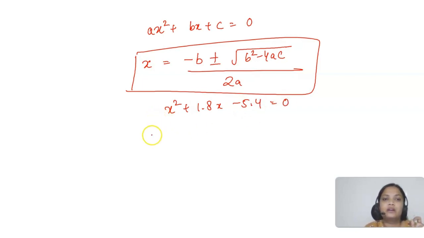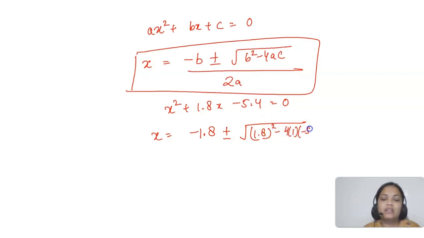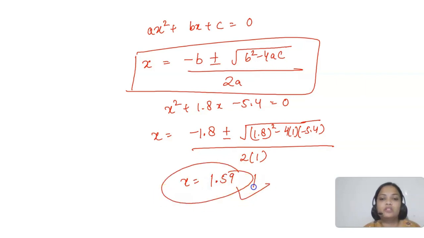So here b is 1.8, and plus minus means two roots will be calculated. 1.8 square minus 4, a is 1, c is minus 5.4, and 2 into 1. So you will be solving it, and you have to take only the positive value here. Okay, so it will be 1.59 molar. So this was about the applications.